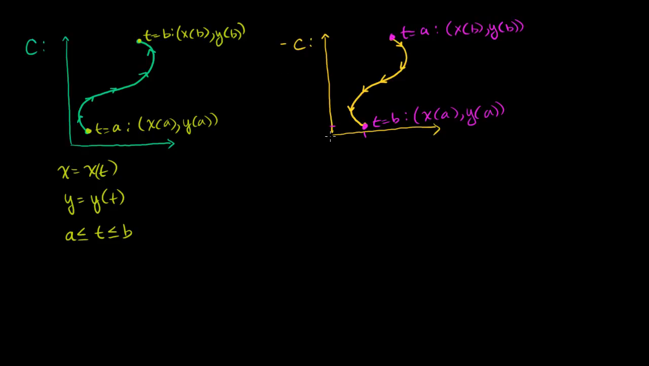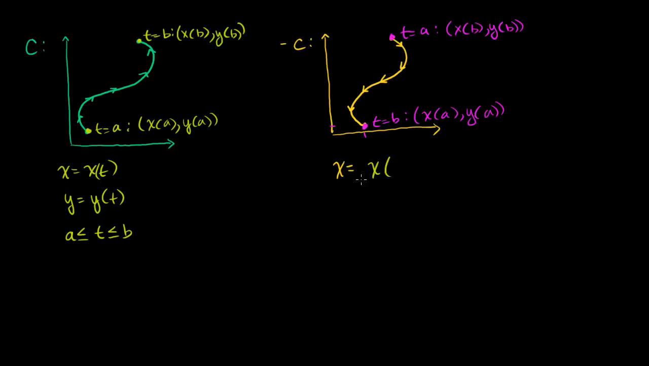Well, if you think about it, when t is equal to a, we want both of these functions to evaluate at b. So what if we define our x, in this case, for our minus c curve? What if we say x is equal to x of, and when I say x of, I'm talking about the same exact function. Actually, maybe I should write it in that same exact color.